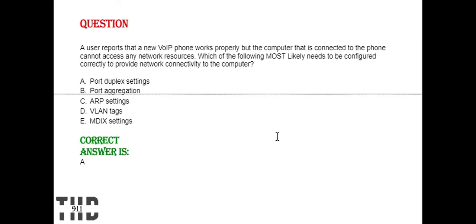The user reports that new VoIP phone works properly, but the computer that is connected to the phone cannot access any network resources. Which of the following is most likely to be configured correctly to provide network connectivity to the computer? Option A, port duplex settings. Option B, port aggregation. Option C, ARP setting. Option D, VLAN tags. And option E, MDIX settings. The correct answer is option A.